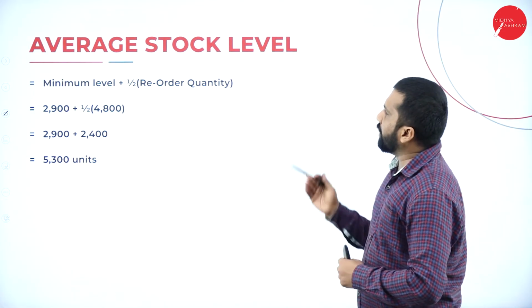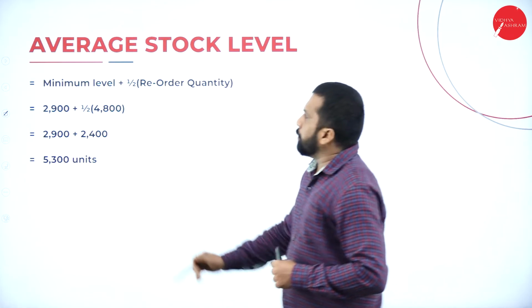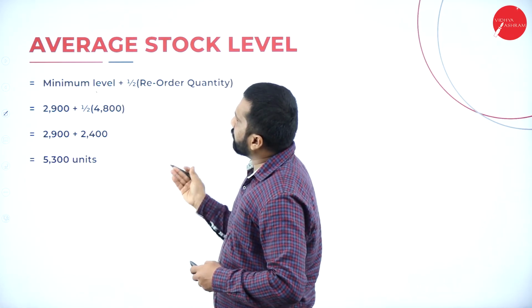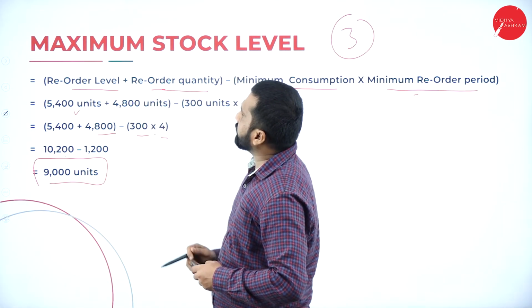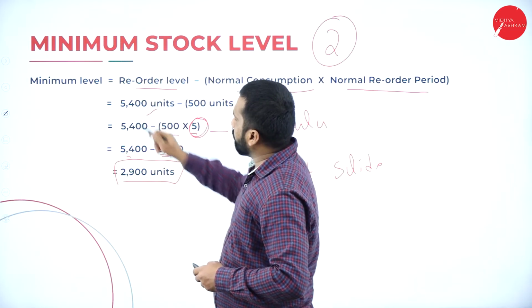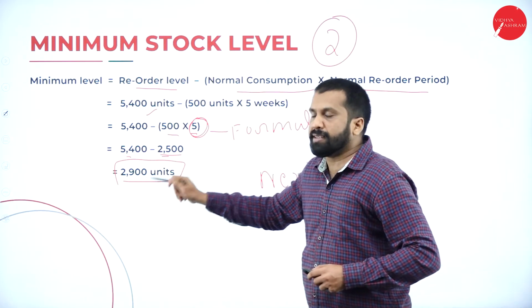And the last one, average stock level. Minimum level. What is the minimum level? Go back. There is a maximum. There is a minimum. What is the answer? 2900.